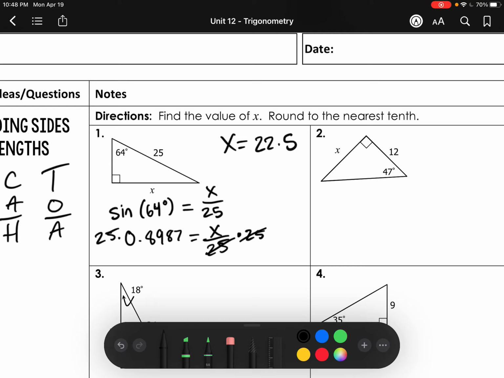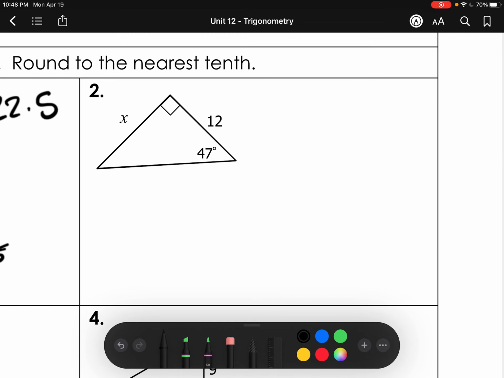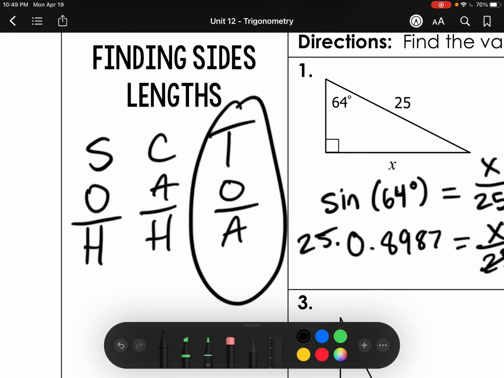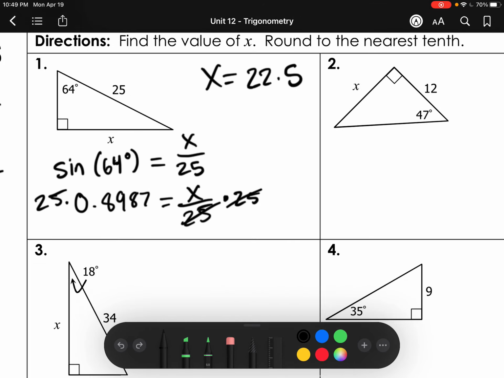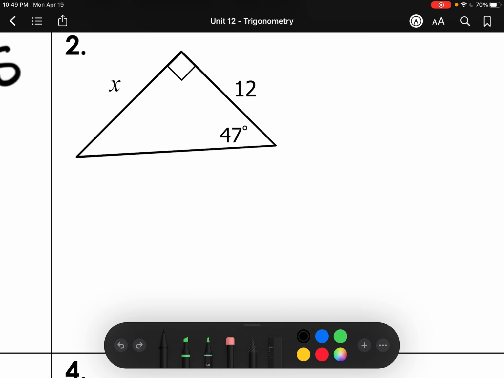Hope that made sense. Now let's go over to number 2. For number 2, we're given this angle, this side right here, and this side right here. We're not given the hypotenuse, and we don't want to find out what the hypotenuse is. So we're dealing with the opposite side, which is x, and the adjacent side, which is 12. If we go back to SOHCAHTOA, tangent is opposite over adjacent. That's the one that uses both of the lengths that we're given and that we're looking for. So we're going to use tangent here.